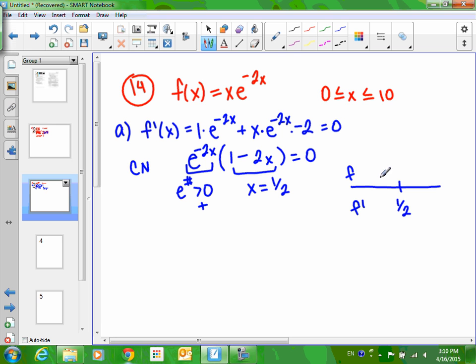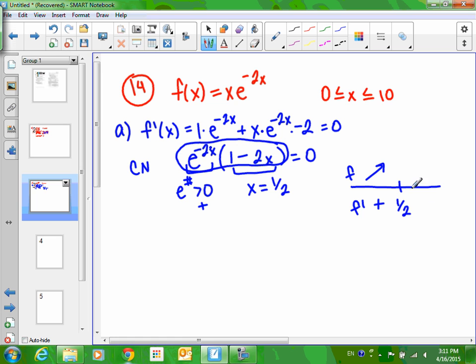All right, so let's take something over here like 0. Now again, when you plug it in, it's awfully nice to remember that e to the negative 2x is always positive. I don't care what x is. Small, big, negative, positive. E to anything is always positive. So I really only have to say, what is 1 minus 2 times 0? Is that positive or negative? Positive. So right there I have increasing.